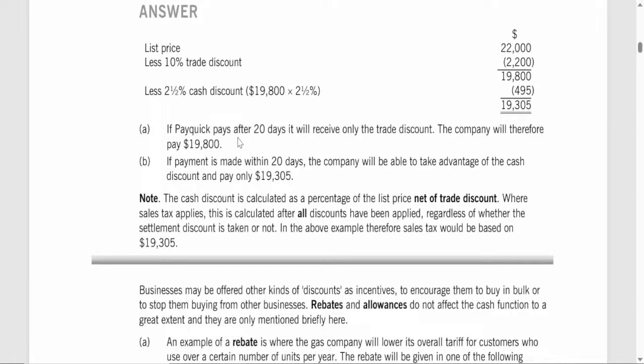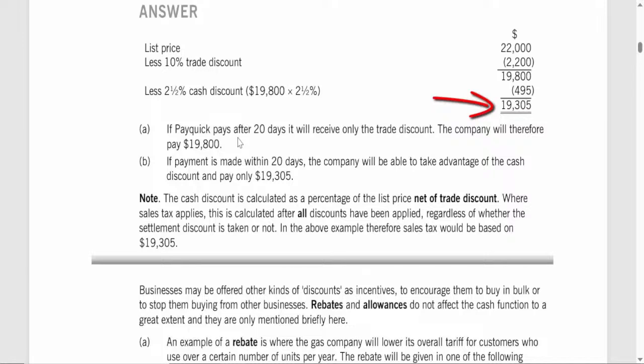Summary of the solution. Without the cash discount, if payment is made after 20 days, PayQuick pays $19,800. With both discounts, if payment is made within 20 days, PayQuick pays $19,305.